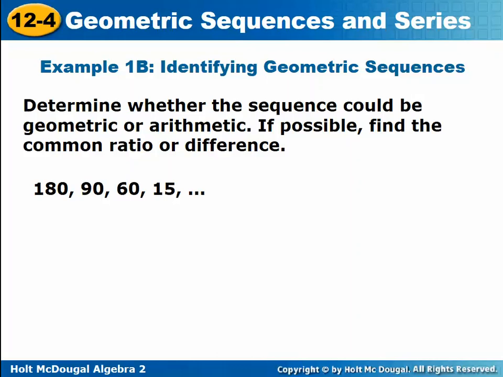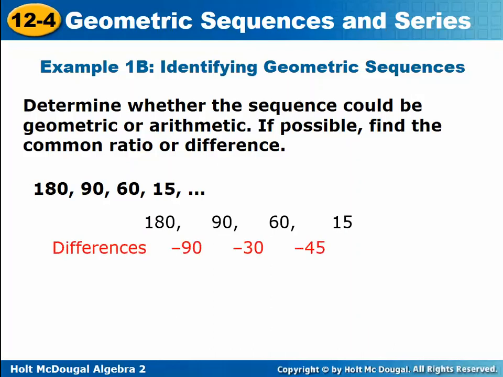Okay, here's another example, 180, 90, 60, 15. So if it's arithmetic, we would have the same differences, but we don't. We have the differences of 90 minus 180 is -90, 60 minus 90 is -30, 15 minus 60 is -45. We do not have common differences.